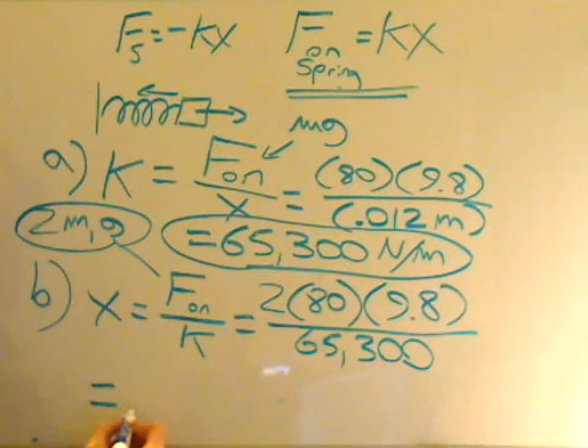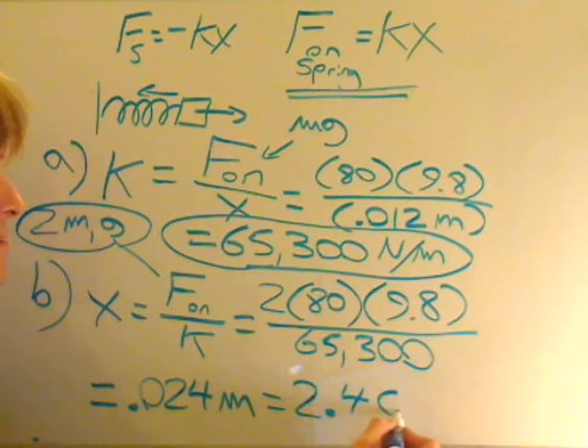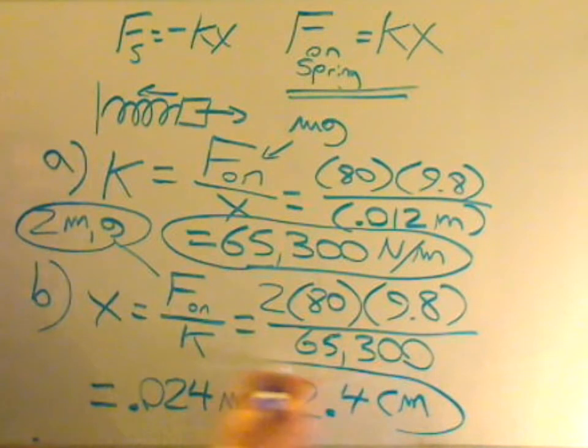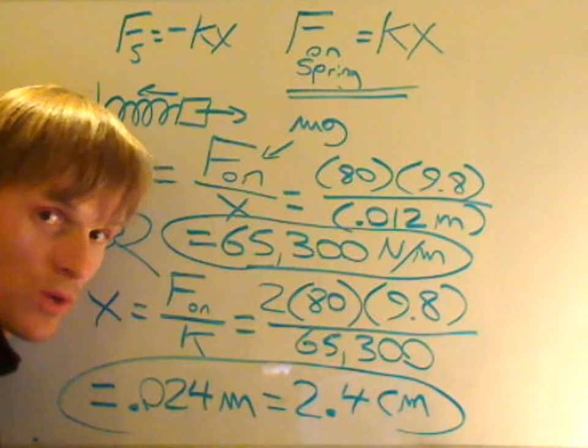So the answer you get here then is 0.024 meters, which is 2.4 centimeters. Okay, which is exactly twice the compression when we had just one person in the car.